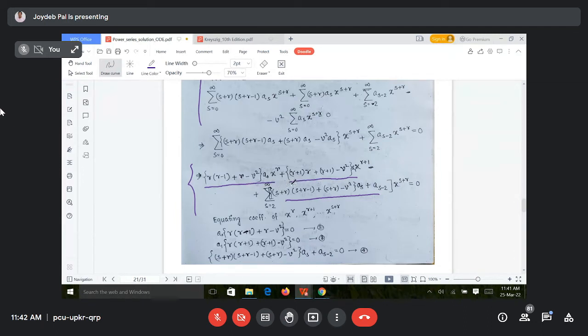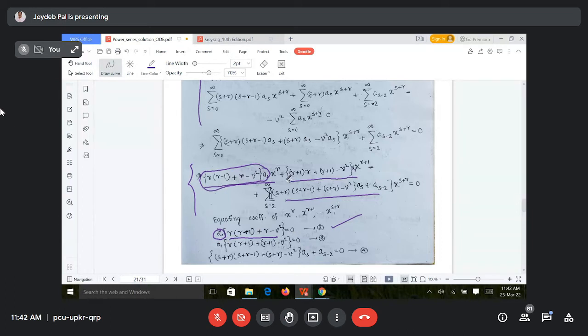What is the indicial equation? What is the definition? How to find the indicial equation? I told you: by equating the lowest degree term's coefficient to 0, right? So what is the lowest degree term in that series? X to the power r, and the coefficient is this. So if we equate it to 0, this is the equation, and always we know that a naught is not equal to 0. Therefore, this is the indicial equation, r into r minus 1 plus r minus nu square is equal to 0.